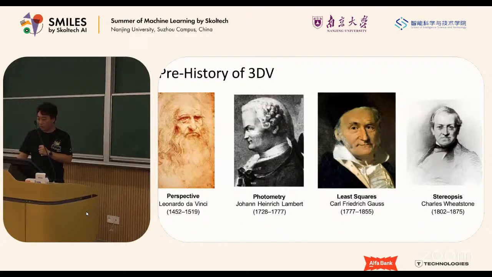The fundamentals of 3D vision were developed long before computers. Da Vinci studied perspective, Lambert formalized photometry, and Gauss developed least squares estimation. Modern 3D vision combines the same ingredients: projection, light, numerical optimization, and multiple viewpoints.